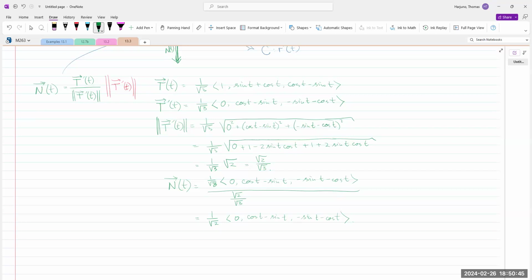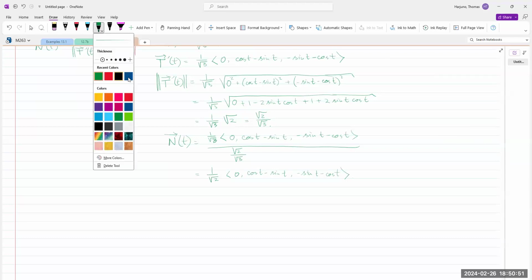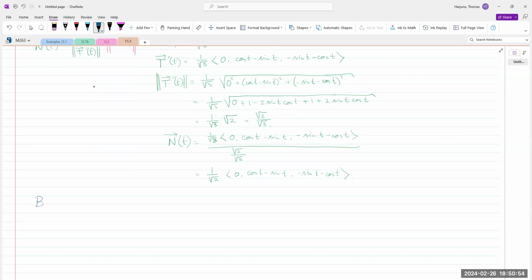Okay, now one more, last one. Let me use back my regular color, B of t, capital B of t. That's the binormal vector function. It is defined as the cross product of T cross N.